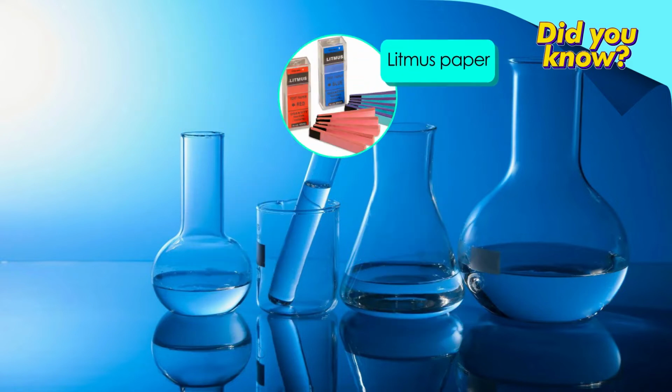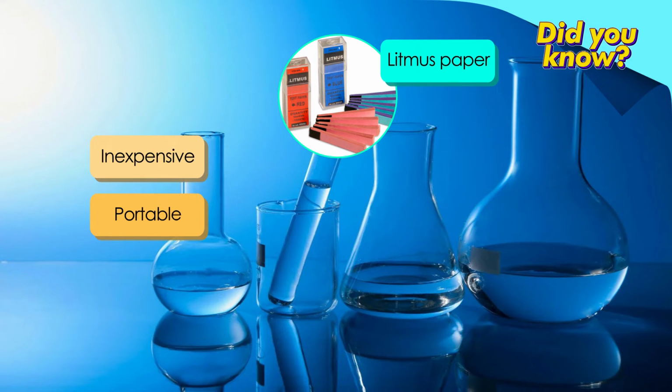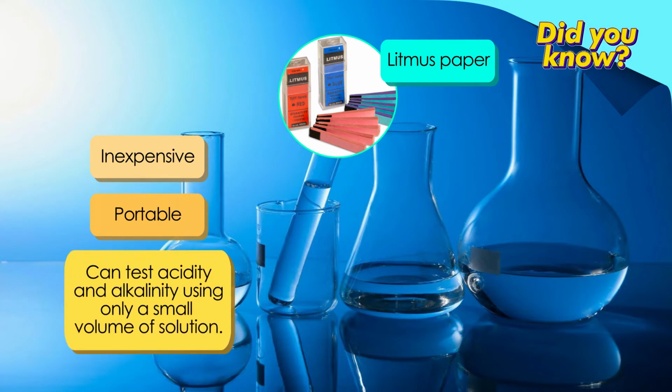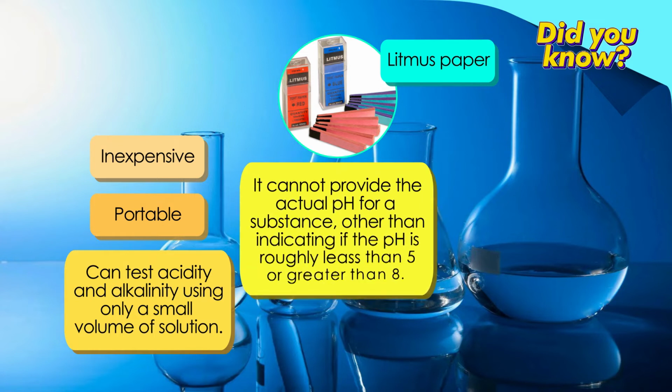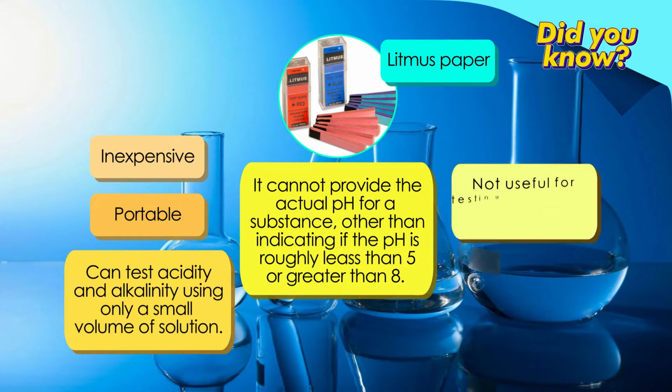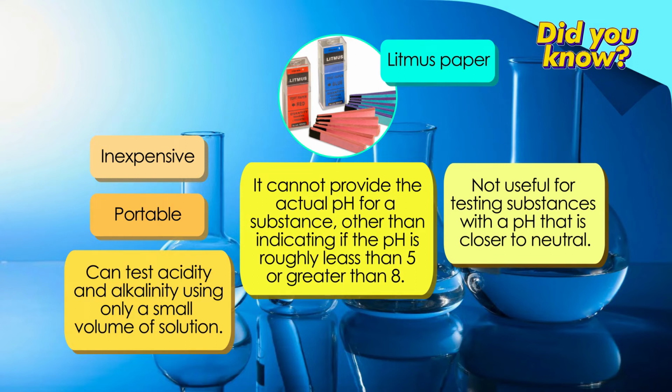Litmus paper is inexpensive, portable, and can test acidity and alkalinity using only a small volume of solution. However, it cannot provide the actual pH for a substance, other than indicating if the pH is roughly less than 5 or greater than 8. Litmus paper is not useful for testing substances with a pH that is closer to neutral.